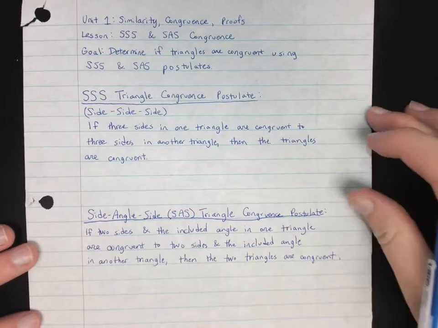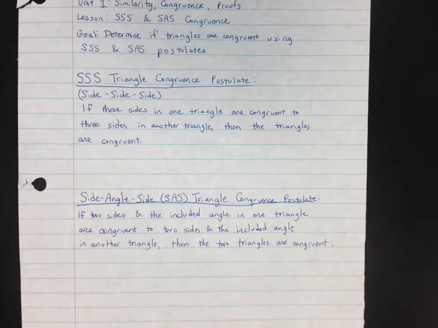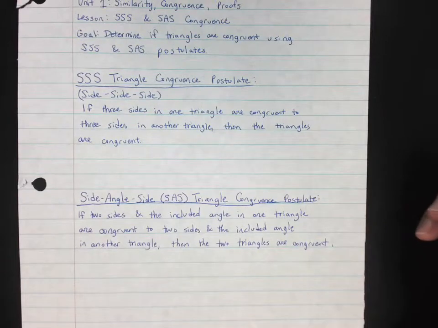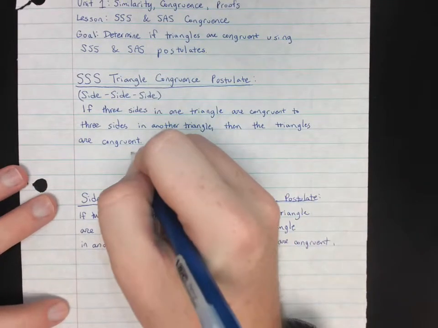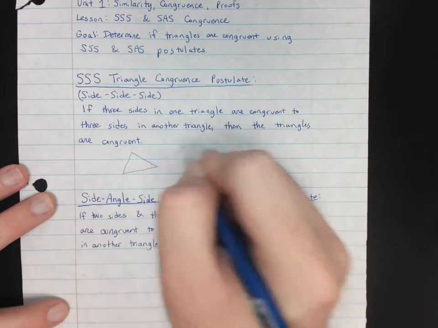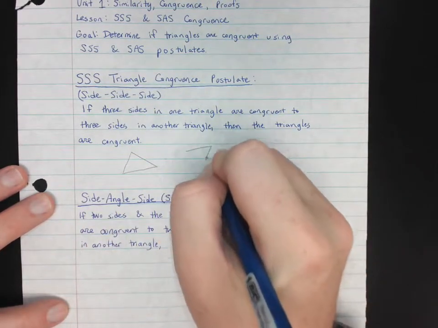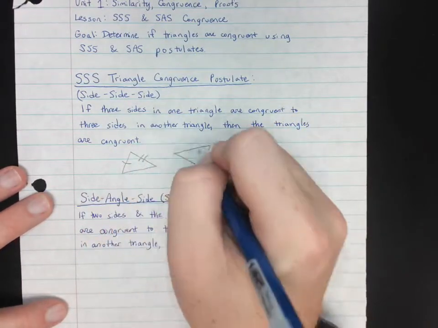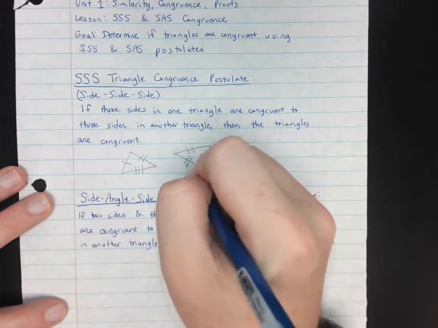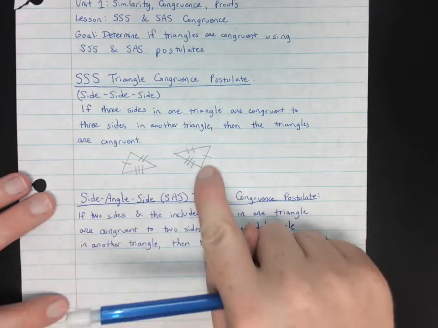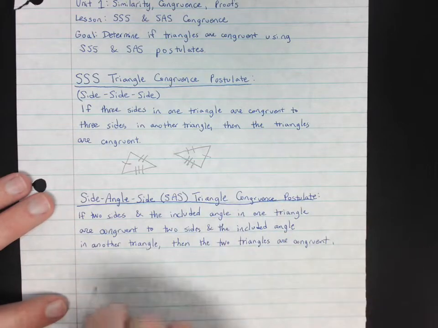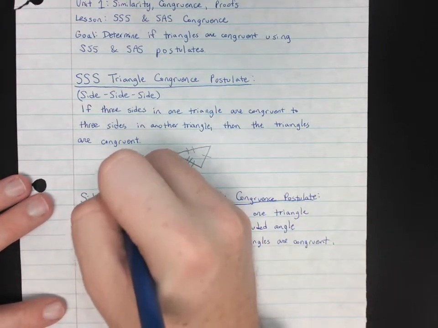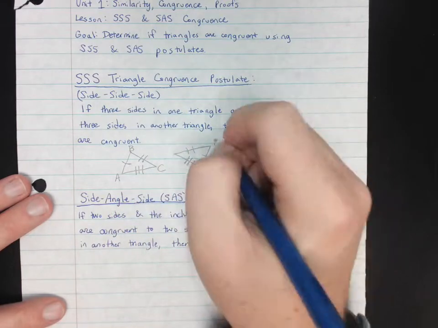So to begin, we're going to look at the side-side-side triangle congruence postulate, which is going to be shortened to SSS. It says if 3 sides in one triangle are congruent to 3 sides in another triangle, then the triangles are congruent. So if I draw a triangle and another triangle, and we find that the 3 sides of this triangle are congruent with the 3 sides of this triangle, then the triangles are in fact congruent.